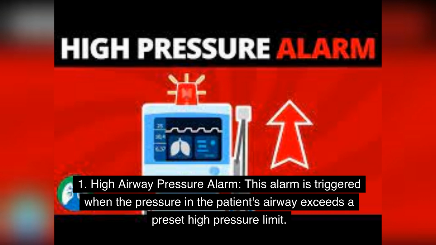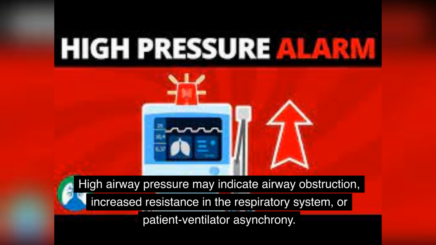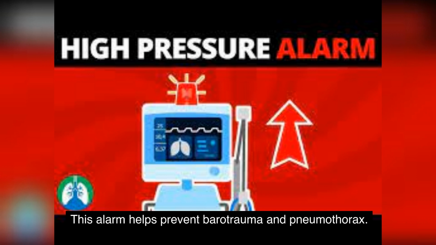1. High airway pressure alarm. This alarm is triggered when the pressure in the patient's airway exceeds a preset high pressure limit. High airway pressure may indicate airway obstruction, increased resistance in the respiratory system, or patient-ventilator asynchrony. This alarm helps prevent barotrauma and pneumothorax.